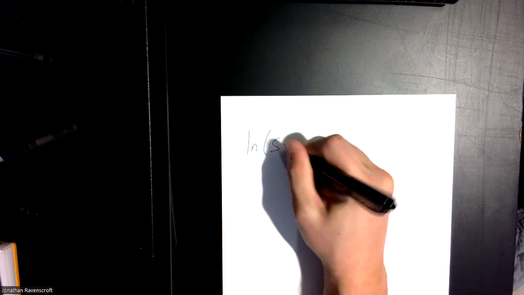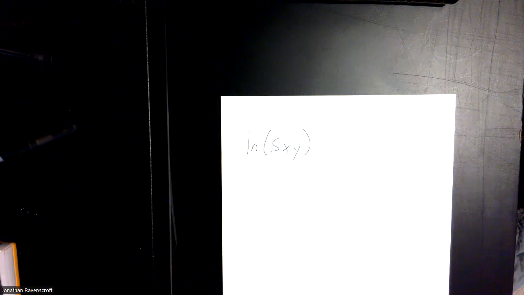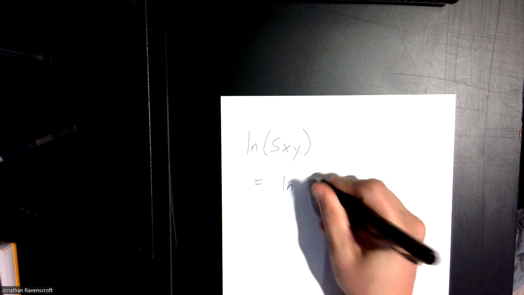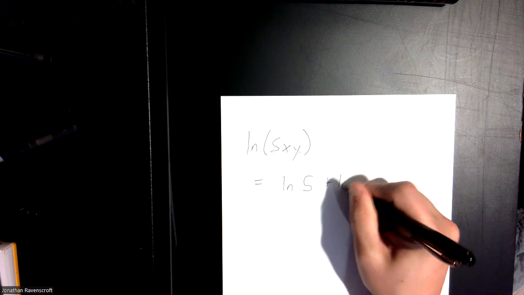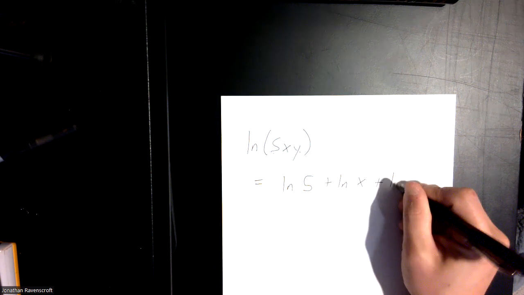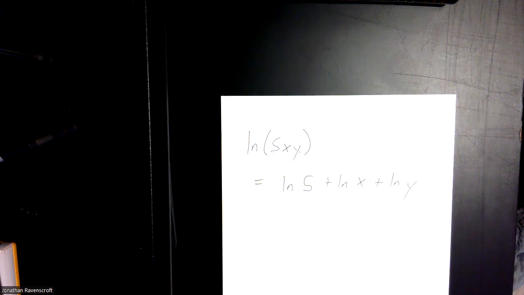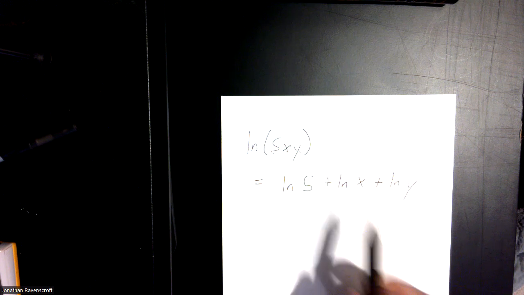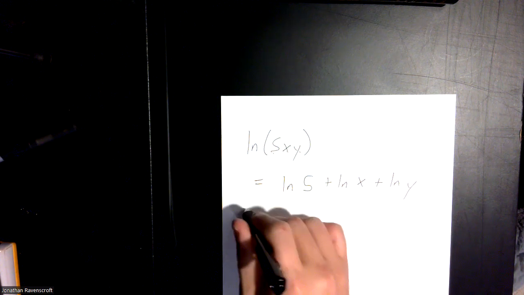Next question says natural log of 5xy. Now this is natural log, but natural log is still a log, and we still have all the same log properties in place. So if I have this times this times this, I can rewrite this as natural log of 5 plus natural log of x plus natural log of y. And then we can't do anything else. We could put natural log of 5 in the calculator, get some decimal. I think I'll just leave it the way it is.